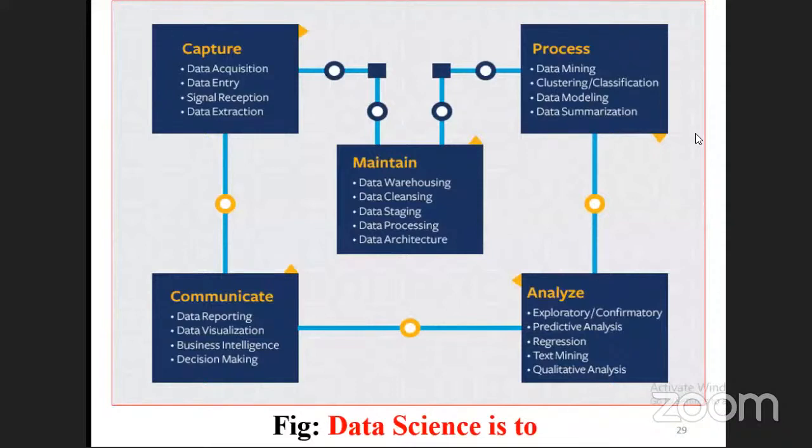Data processing, data architecture, etc. In the process step, we are using data mining, clustering, classification, data modeling, data summarization. Finally, we are analyzing the data: text mining, regression, predictive analytics, qualitative analysis, exploratory analysis, etc. And communication. Finally, we are connecting with the end users.